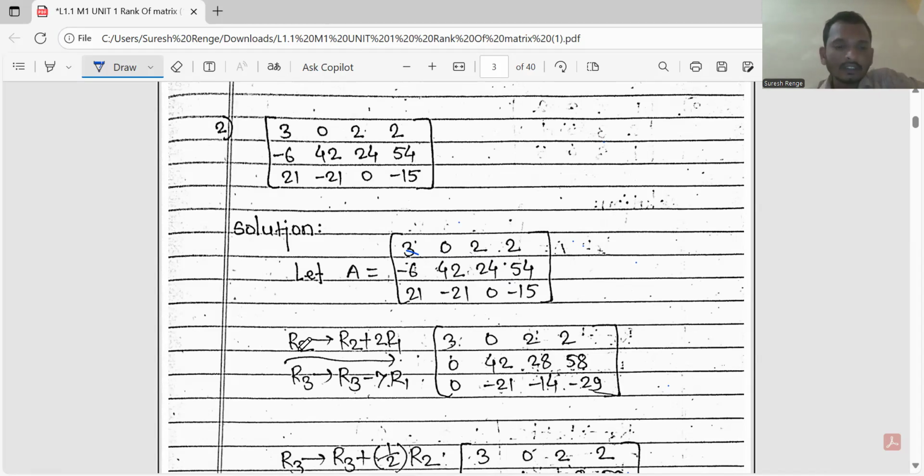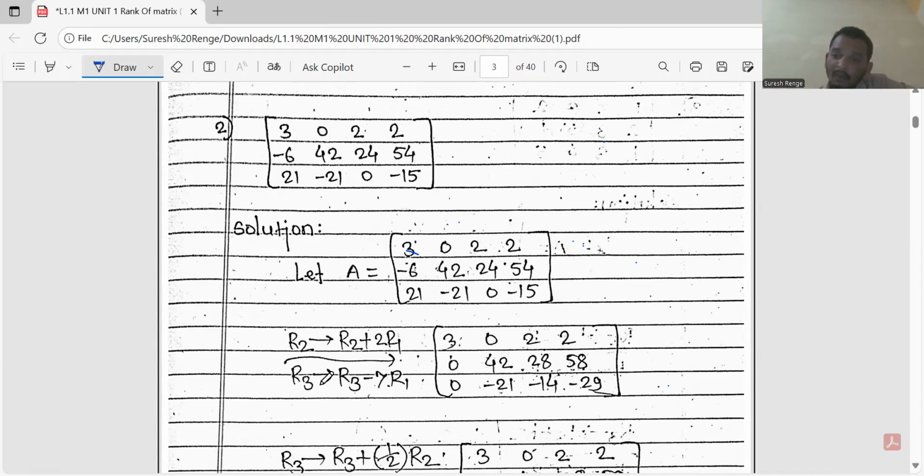Therefore, we are making these operations: change R2 to R2 plus 2 times R1, and change R3 to R3 minus 7 times R1. There is no change in R1. Therefore, we write R1 as it is: 3, 0, 2, 2. Now the change in R2: minus 6 plus 6 is equal to 0, 22 plus 0 is 22, 24 plus 4 is 28, 54 plus 4 is equal to 58. This is row number 2.